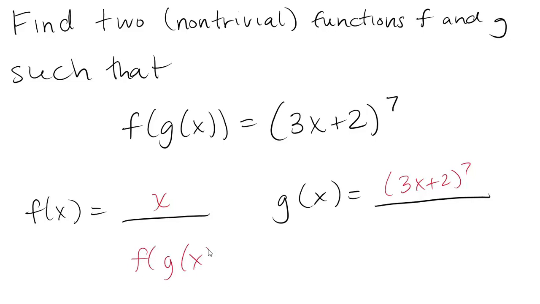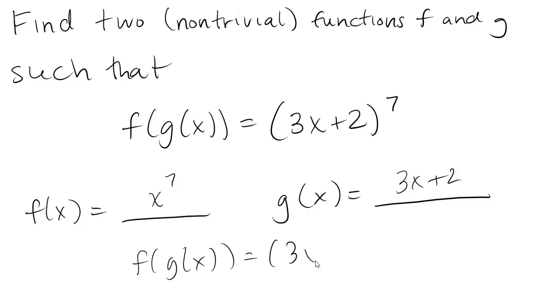f of g of x would now be, well, plug this in for x, the entire thing gets replaced, and of course I get the right answer, but you're cheating when you do that. That's trivial. Again, our answer, the one that would be useful for calculus purposes, would be to let f of x be the function that raises its input to the 7th power, let g of x be 3x plus 2, and when you compose those, you get the original function, 3x plus 2 to the 7th.